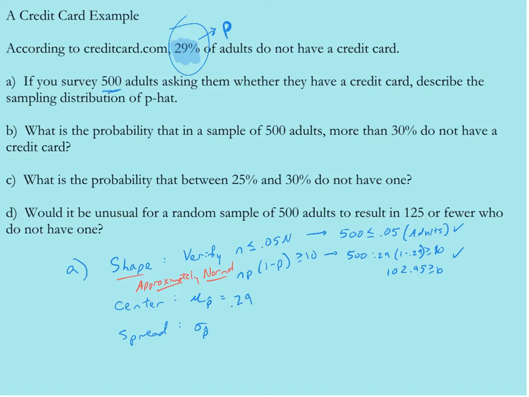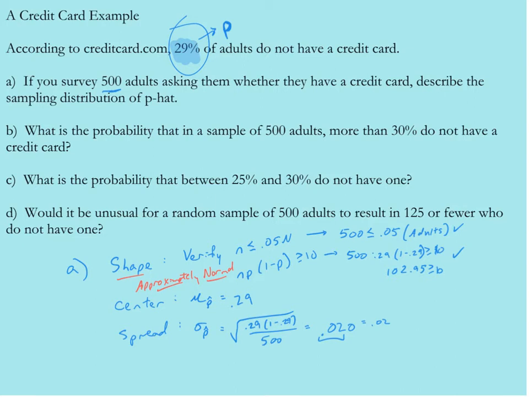All right, and then the spread, the standard deviation, that's that big formula, the square root of p, 0.29, times 1 minus p, divided by 500. When you type that into your calculator, you get 0.0202 after that. So yeah, we'll just leave it at 0.02 actually. So this is equal to 0.02. I'm just going to take the first two decimal places. It'll make it a little bit neater when I write out the rest. Okay, so that is it for Part A.